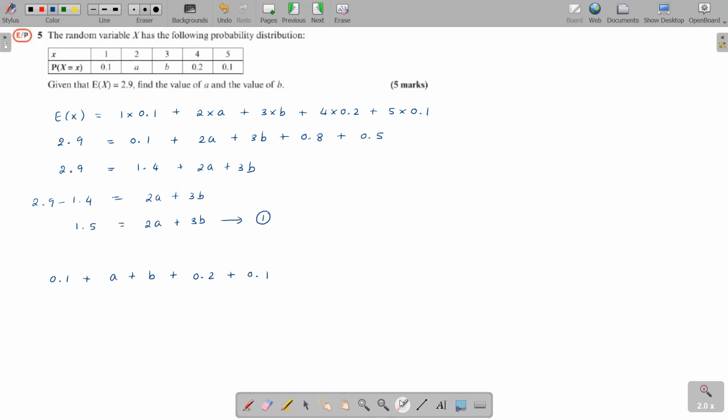Because you can see I made one equation with respect to a and b, but it's not enough, right? Because there are two unknowns, we need another equation. So what am I doing here? Can you see I'm adding all these probabilities? 0.1, a, b, 0.2, 0.1.